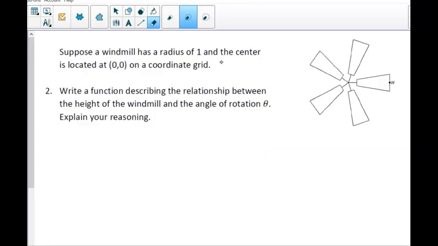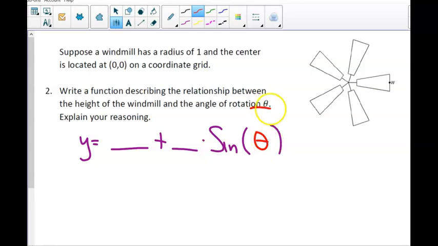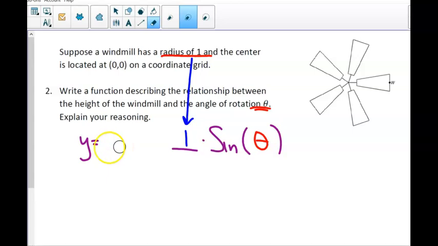All right, so this problem here, when we did the problem for this function called y equals, we have 3 numbers. It is a sine function. So for the angle measurement, again, we're using some angle rotation of theta, so we don't know what that is. The radius is 1, so that number goes here. And then there's the height from the ground, and that information is not being provided here. So based on just the windmill itself, this would be the equation for this problem.